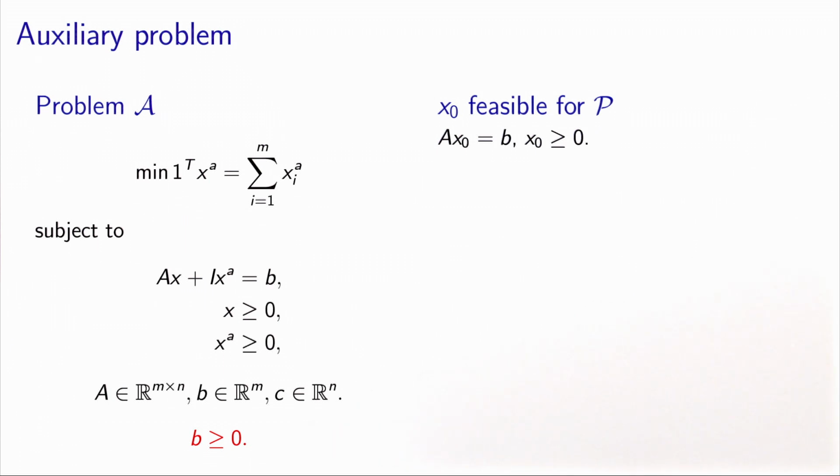Okay, so now let's assume that x0 is a feasible solution for the original problem P.